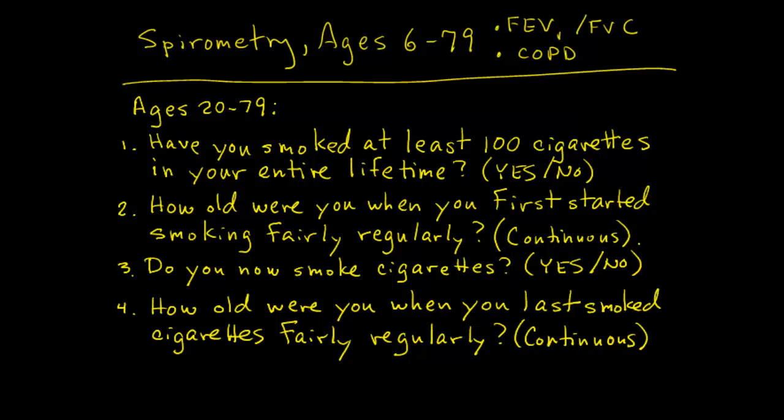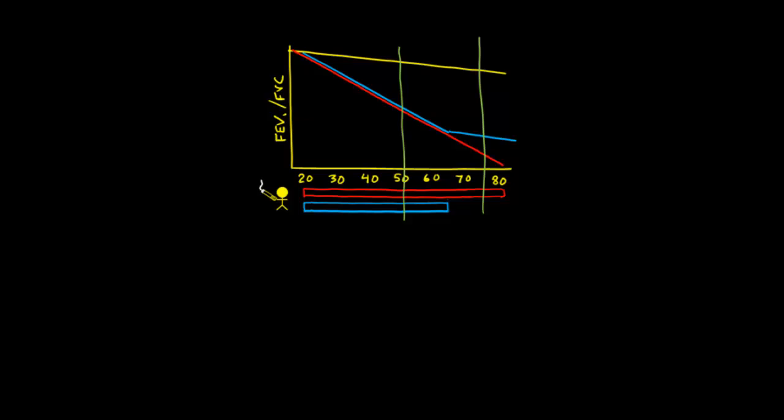And so their cumulative exposure to fairly regular smoking will be the difference in the ages when they started smoking fairly regularly and the age when they stopped. So this construct of my exposure is very similar to my original idea about the smoking variable that we saw earlier. It's a measurement of the amount of time that someone smoked fairly regularly.